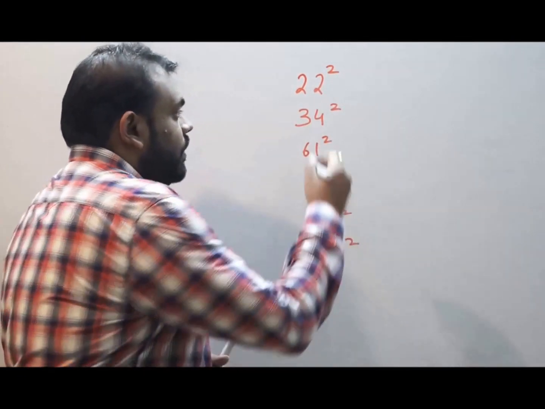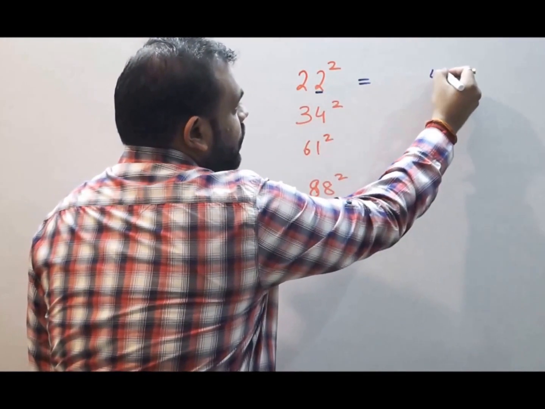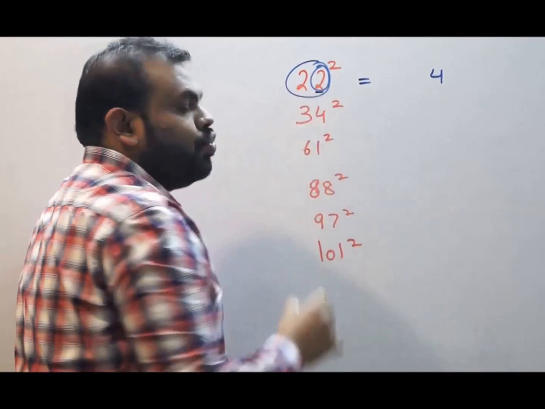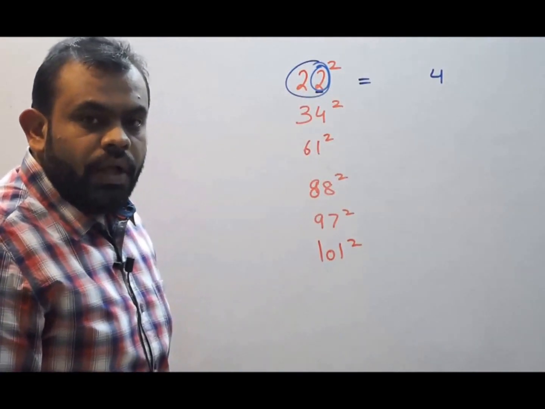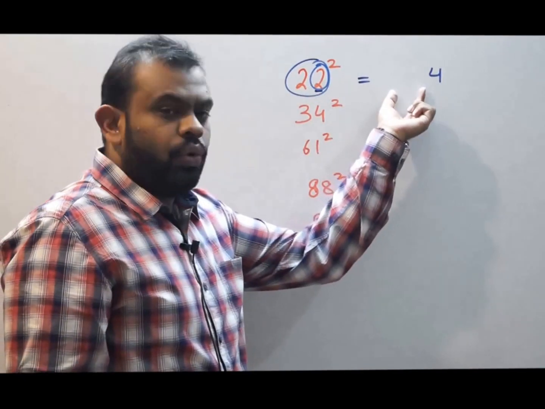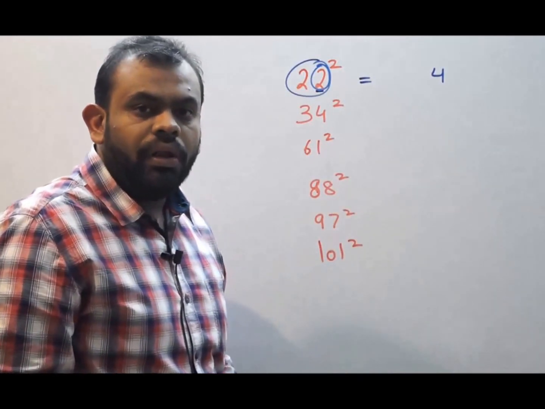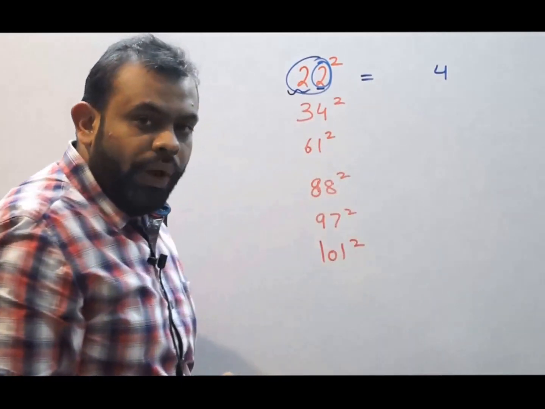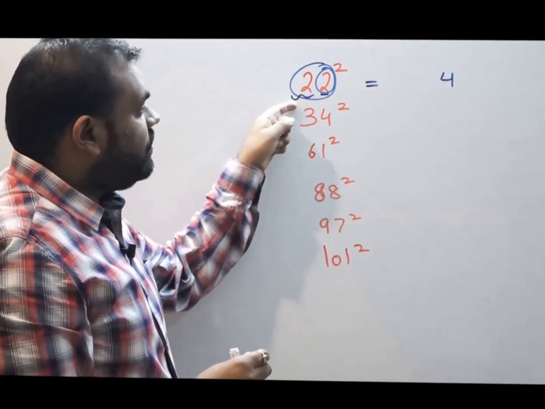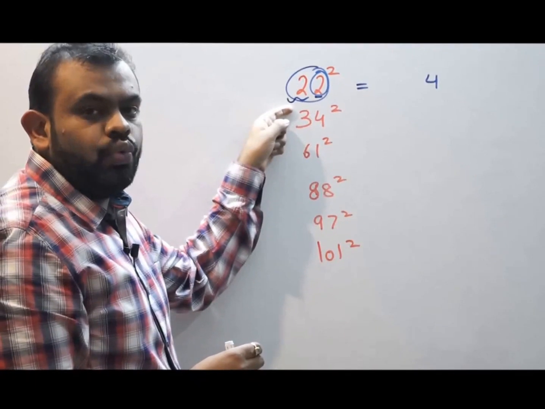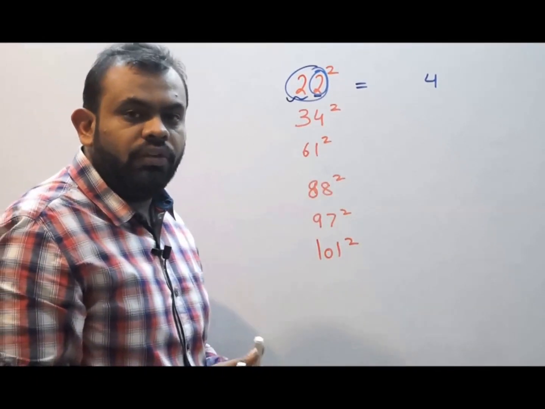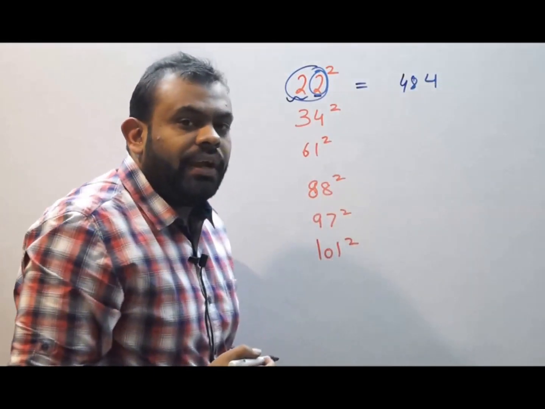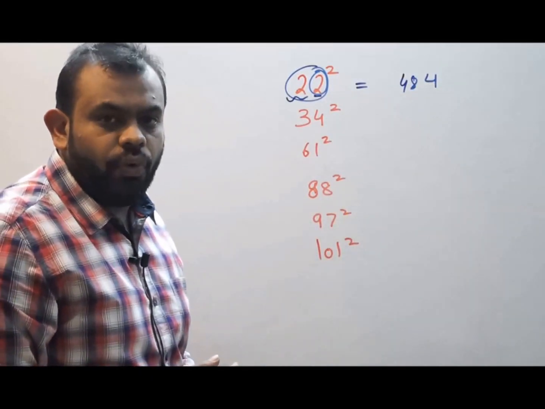If you remember, the square of 2 is 4 and 22 plus 2 is 24. Now instead of writing 24 over here, we need to make a small adjustment, that is by multiplying the number 24 with the number which is at the units place, and that is 2. So 24 into 2 is 48. So putting 48 over here, I can see that the square is 484.